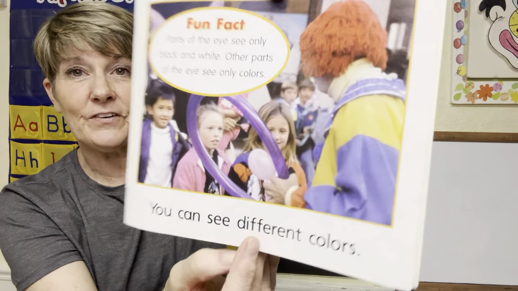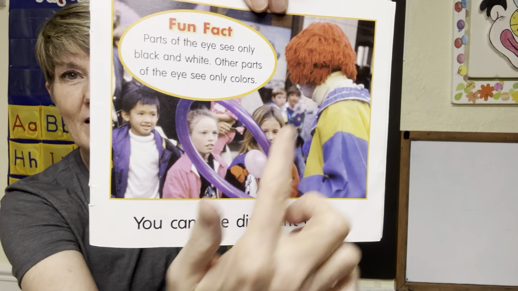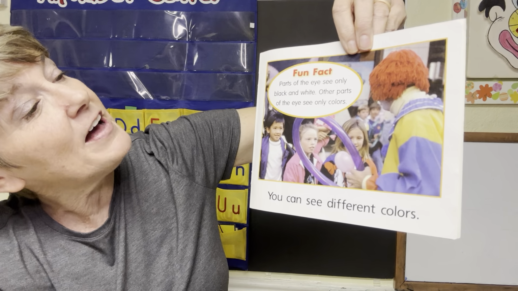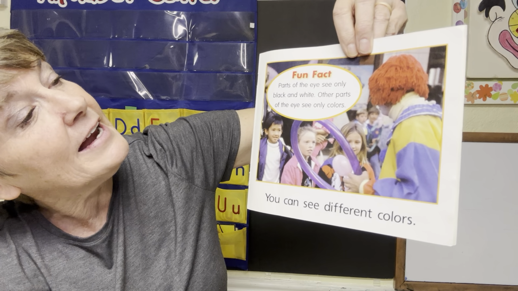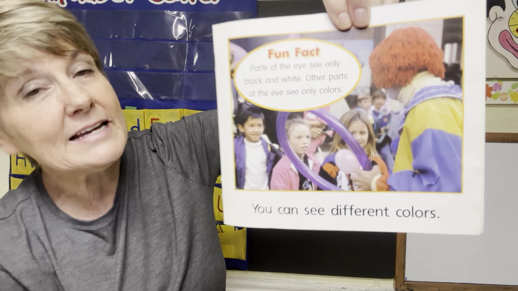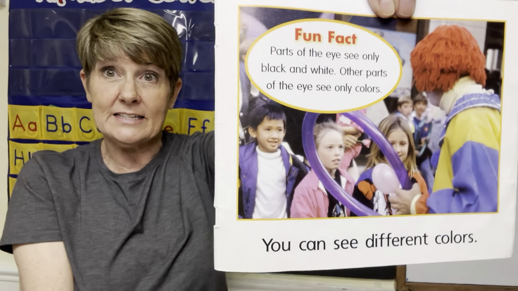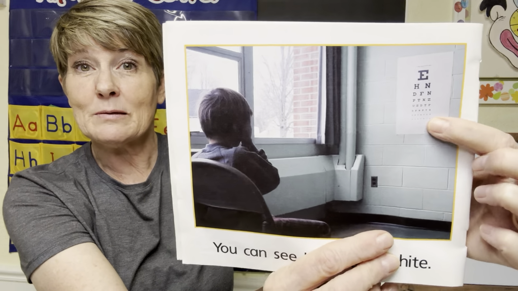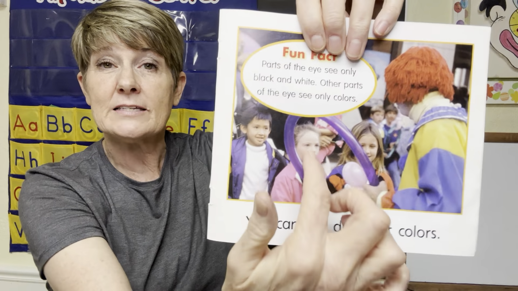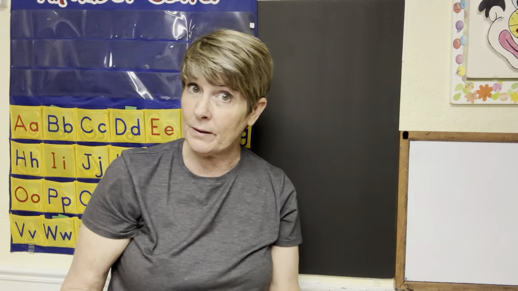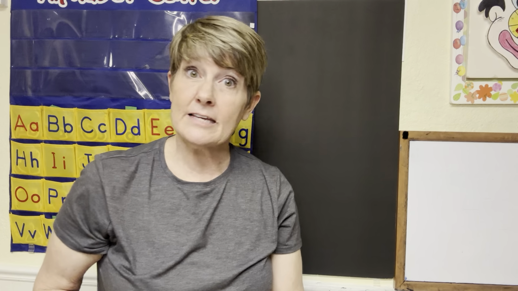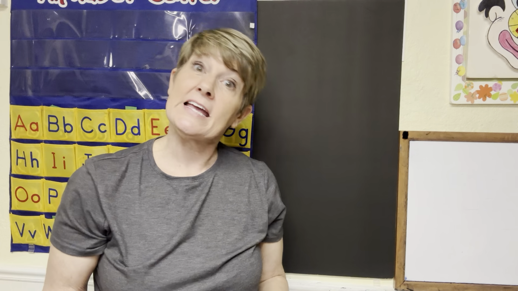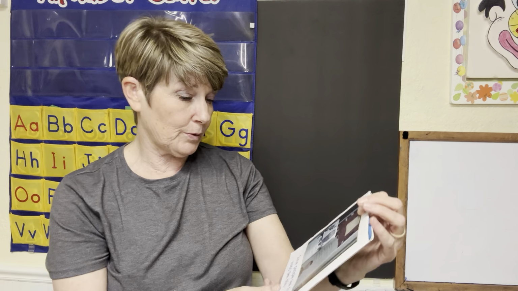You can see black and white. You can see different colors. Look at all the different colors. This clown's even got red hair, and he's making stuff with a balloon. A fun fact is part of the eye sees only black and white, and the other part of your eye sees the colors. Did you know that? Did you know that there are some people that can't see all the colors of the rainbow? They just see some of the colors of the rainbow. But they can still see, and that's a really good thing.